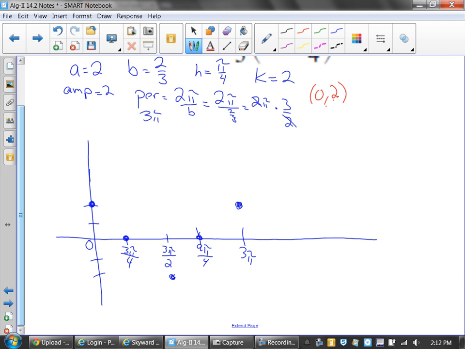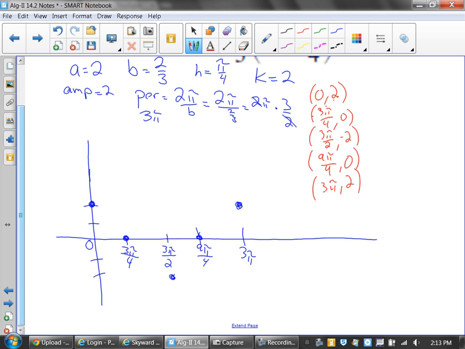Zero and 2, 3 pi over 4, 0, 3 pi over 2, negative 2, 9 pi over 4, 0, and 3 pi, 2. Again, all I'm doing there is just listing out those 5 points we just plotted. To each of the x coordinates in those ordered pairs, what am I going to have to do to them? I have to add pi over 4 to each one of those.